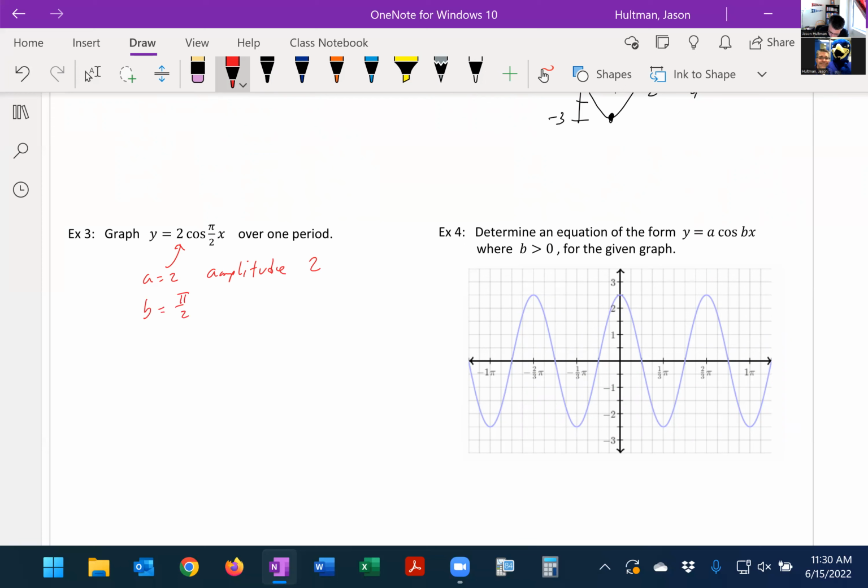That's kind of interesting. So what's the period? The period is 2 pi over pi over 2, which equals 2 pi times 2 over pi. The pi's cancel and I get a period of 4. That's kind of cool. So what are the divisions? Well, the divisions are going to be 4 over 4, which is 1. So the divisions are just going to go up by 1s. Well, that's kind of cool.